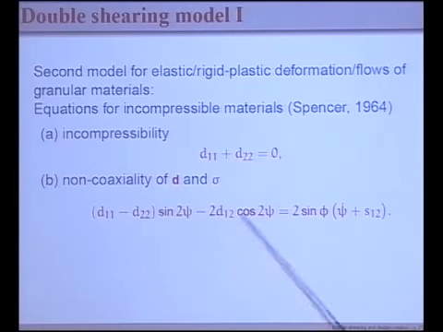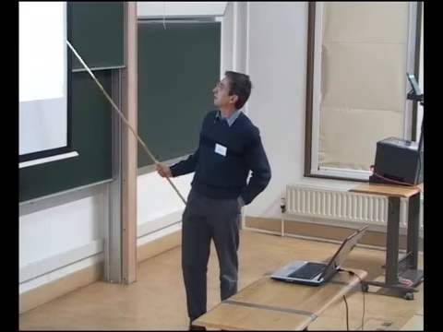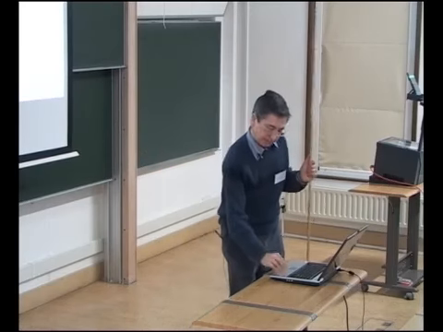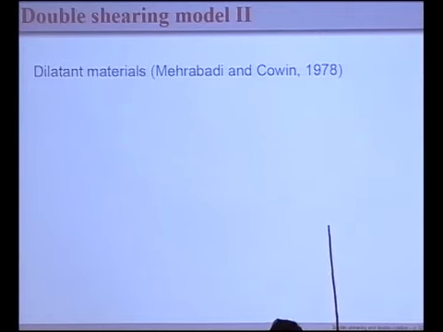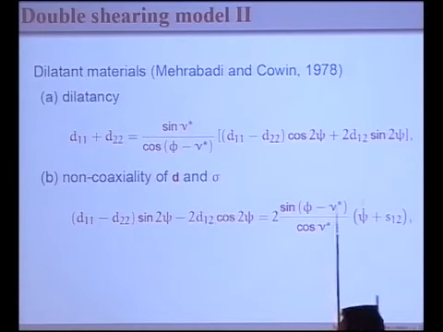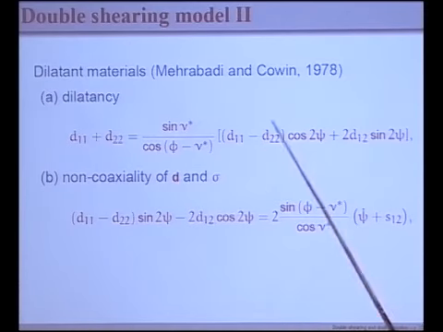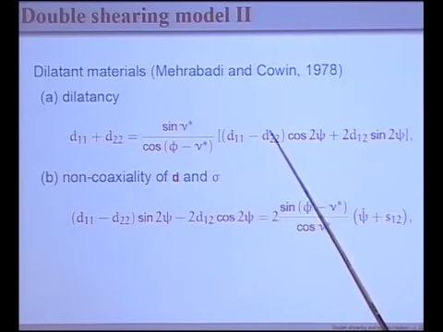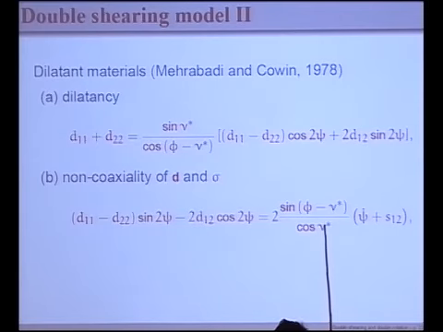The second set of equations from the double shearing model, for incompressible materials, we have the incompressibility condition, and then we have a non-coaxiality condition here, whereby, if you like, those directions are forced apart by the rotation of the principal direction of stress, the psi dot. Now, both of these models are ill-posed for different reasons. There is also a dilatant double shearing model, which includes dilatation, with a similar structure.